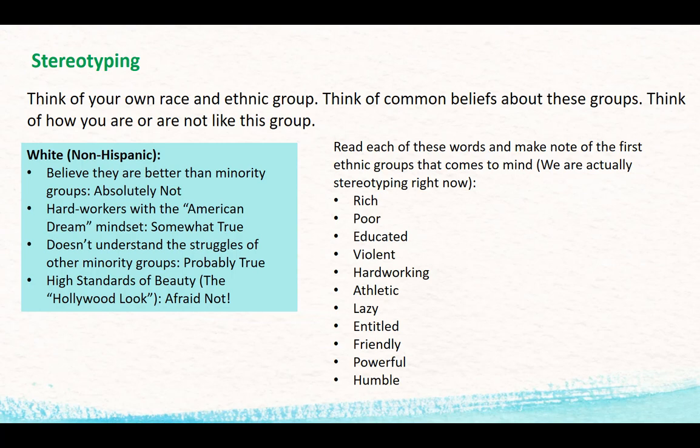So, let's do another activity. Let's read the words listed here and make note of the first ethnic group that comes to mind. And this is another practice in stereotyping. So think of the word rich. What ethnic group or race do you think of when you think of that word? What about poor, educated, violent, hardworking, athletic, lazy, entitled, friendly, powerful, or humble?